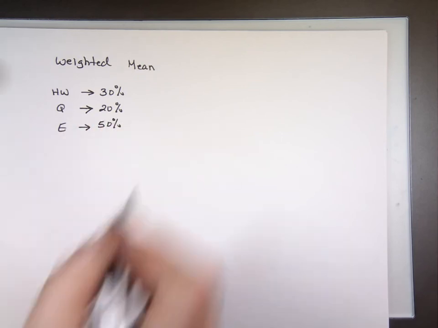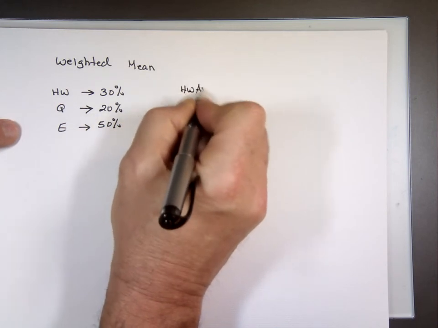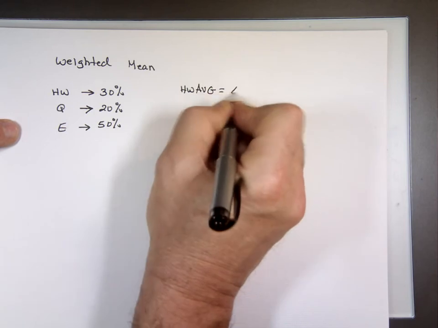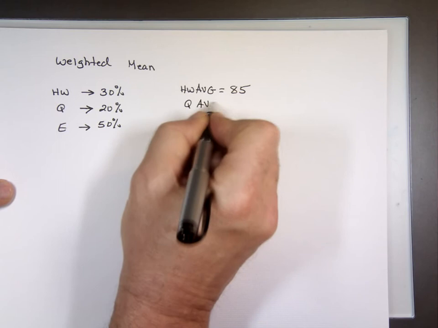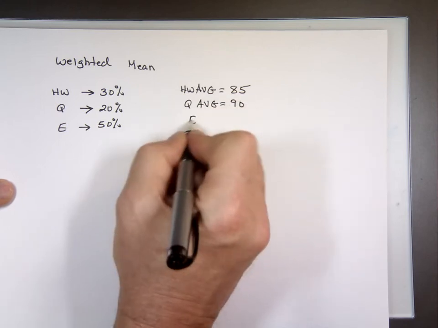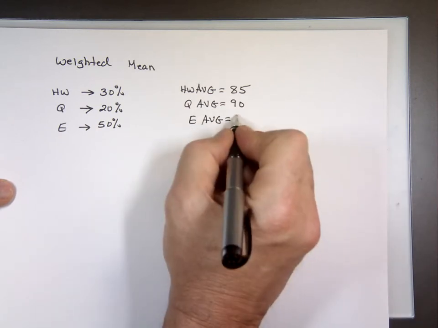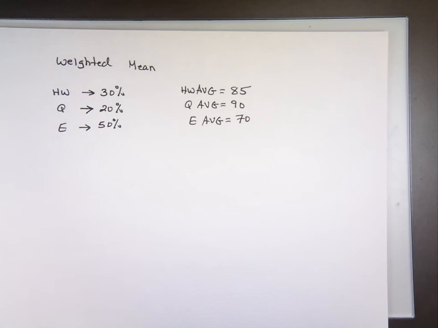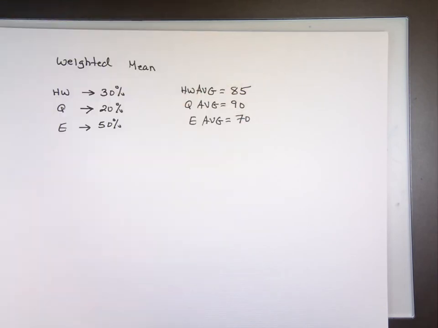So if my homework average, let's say it was an 85. And my quiz average was a 90. And my exam average, let me lower it intentionally, it was a 70. To find your average in the course, you don't just grab these numbers, add them, and divide by 3. Doesn't work that way. Because each one has a different weight.